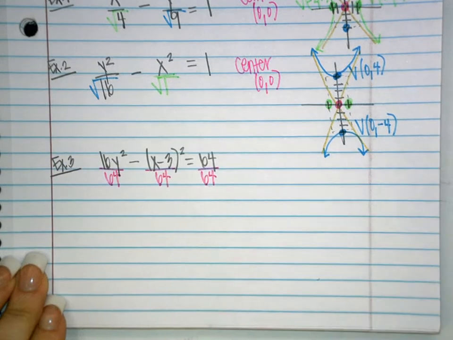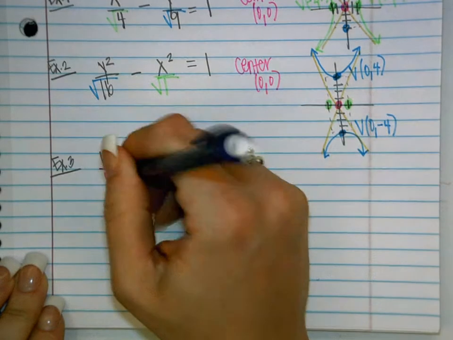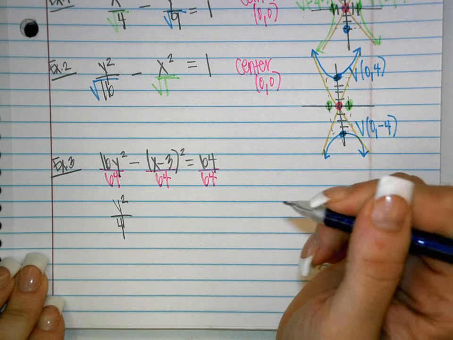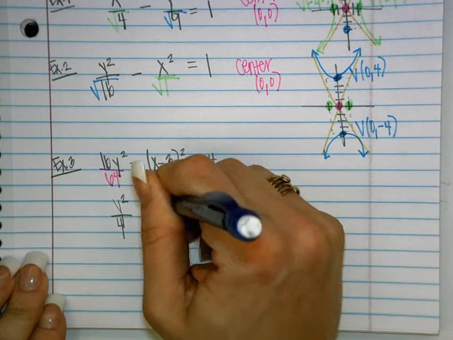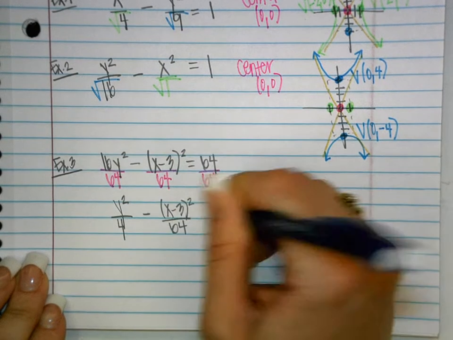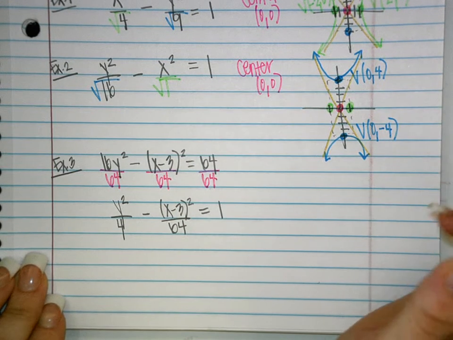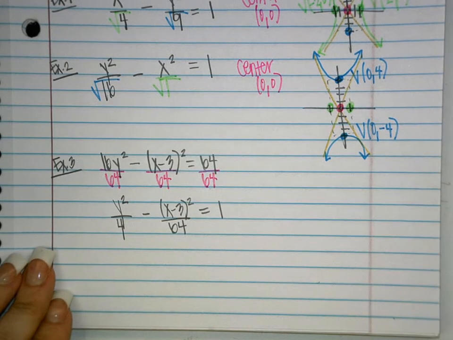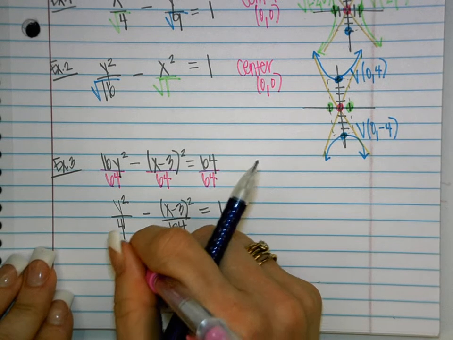Divide every part by 64. 16 over 64 is going to leave you y squared over 4 minus (x minus 3) squared over 64 equals 1. From there, you can find the center. What would the center be of this hyperbola?